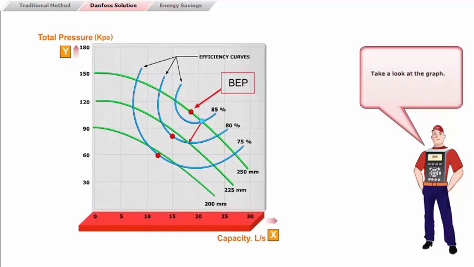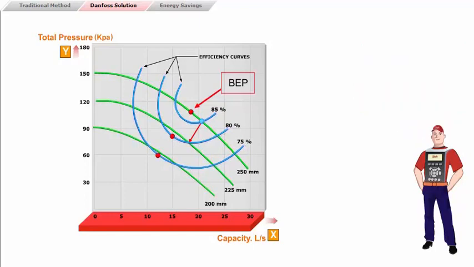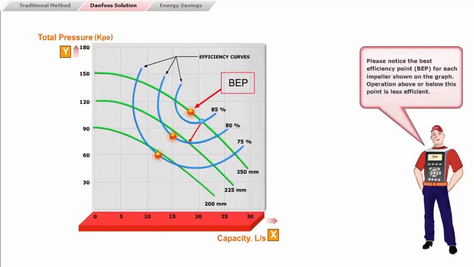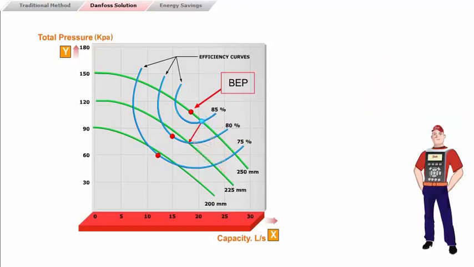Take a look at the graph. It shows the pump impeller and pump efficiency curves. Please notice the best efficiency point for each impeller shown on the graph. Operation above or below this point is less efficient. An example of trimming an impeller is shown in blue point and red line.